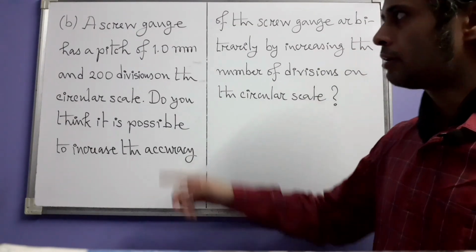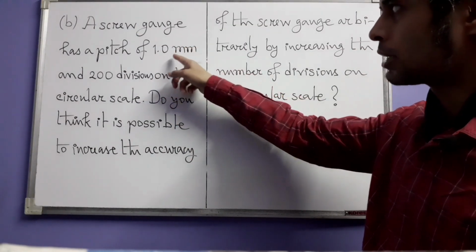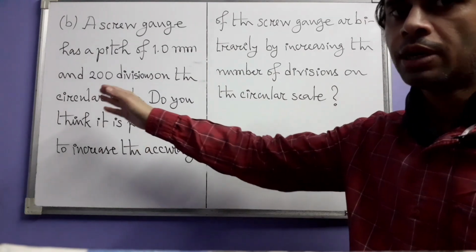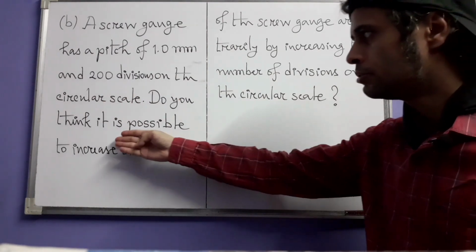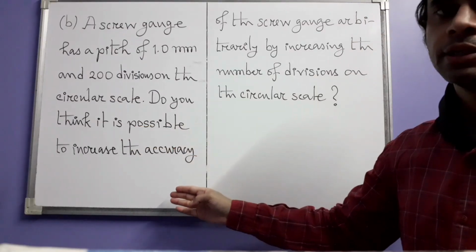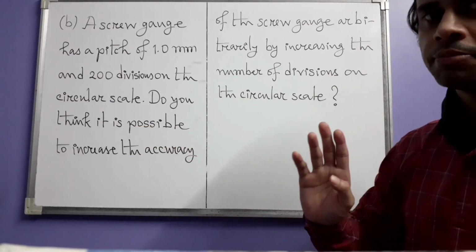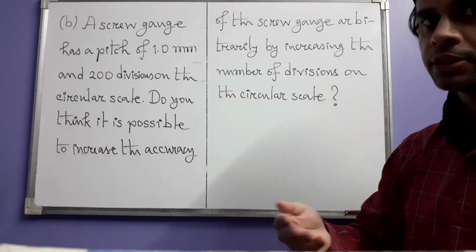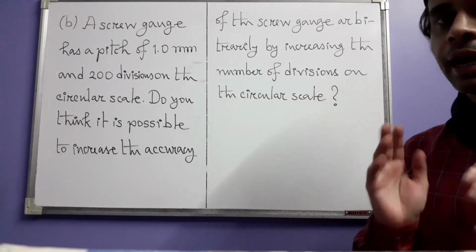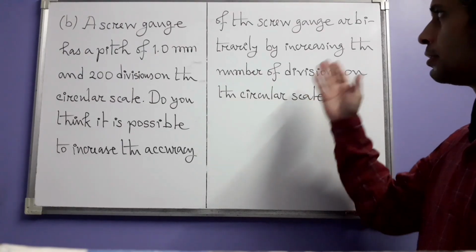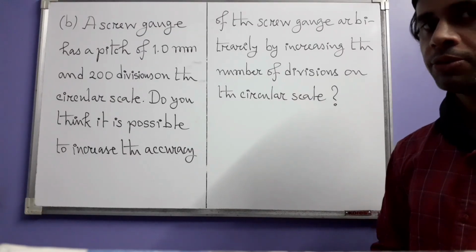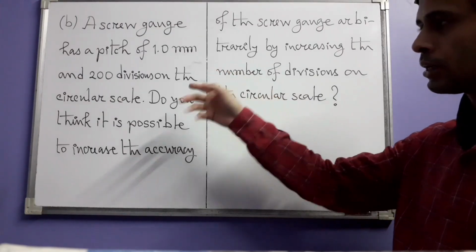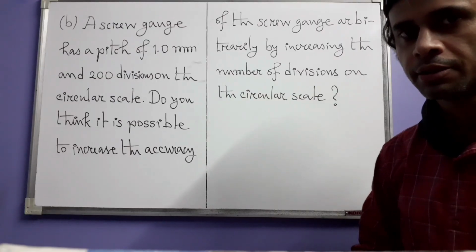Next, in B we have a screw gauge whose pitch is 1.0 millimeter and with 200 divisions on the circular scale. And this is the question: do you think it is possible to increase the accuracy of the screw gauge by increasing the number of divisions on that circular scale arbitrarily? That is, you want to increase the accuracy as much as you want. Is that possible to do so by increasing the number of divisions on the circular scale?